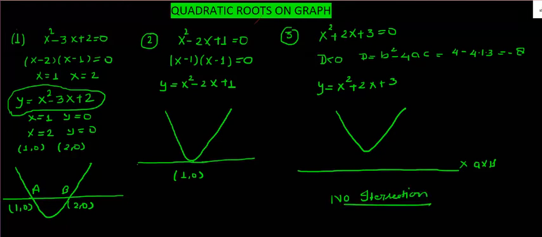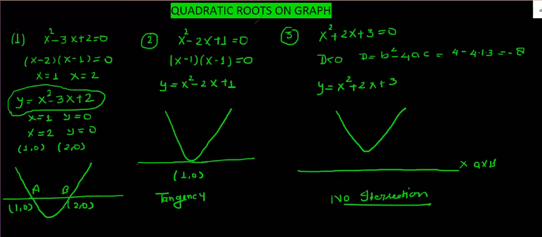And this is the basic of nature of roots, how we can judge the roots on the x-axis. We can easily find: if the x-axis cuts the graph of f(x) at 2 distinct points, then roots are distinct and unequal. If the x-axis touches the graph, then roots are equal, and this is also called the condition of tangency.